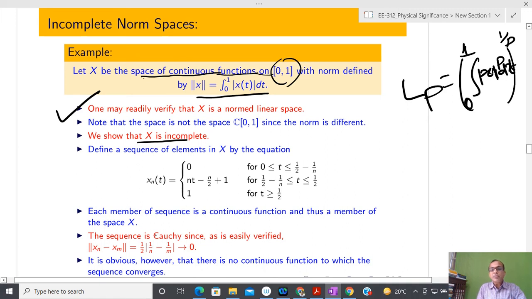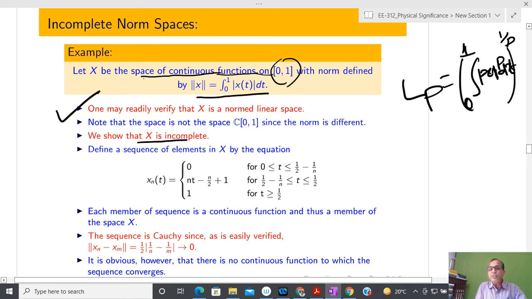It is possible to show that if you take any two elements of the sequence, the distance between them converges to 0. But individually, the sequence does not converge anywhere, so the limit will not exist. Still, the distance between any two terms goes to 0, so this space is called an incomplete space.